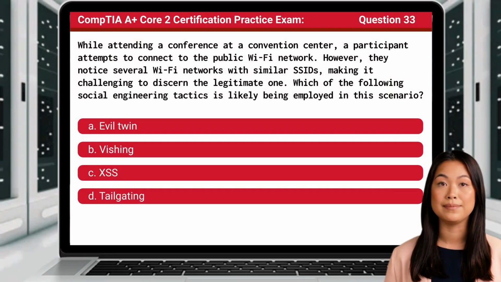Question 33. While attending a conference at a convention center, a participant attempts to connect to the public Wi-Fi network. However, they notice several Wi-Fi networks with similar SSIDs, making it challenging to discern the legitimate one. Which of the following social engineering tactics is likely being employed in this scenario?